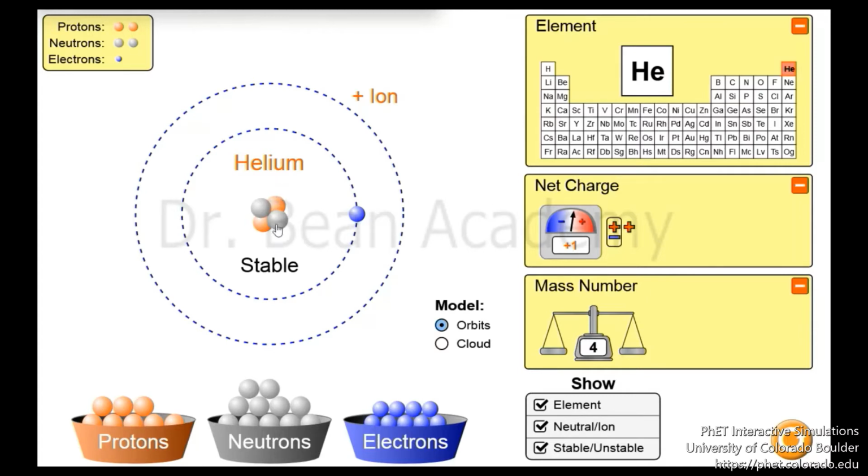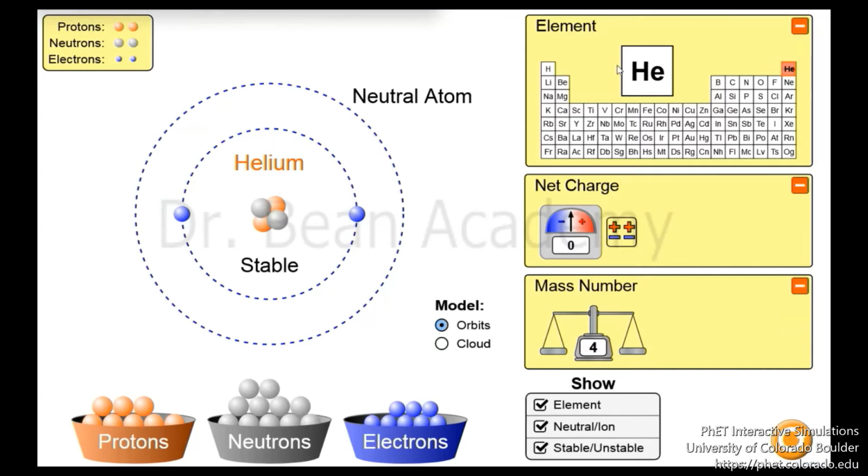So now this is helium. What if I add one more electron? Okay, so it is still a stable helium atom. And now it is neutral, of course, because there are two electrons and two protons in the nucleus. Mass number is 4, which means the sum of protons and neutrons is 4. So mass number is the sum of protons and neutrons in the nucleus. The number of protons is the atomic number.